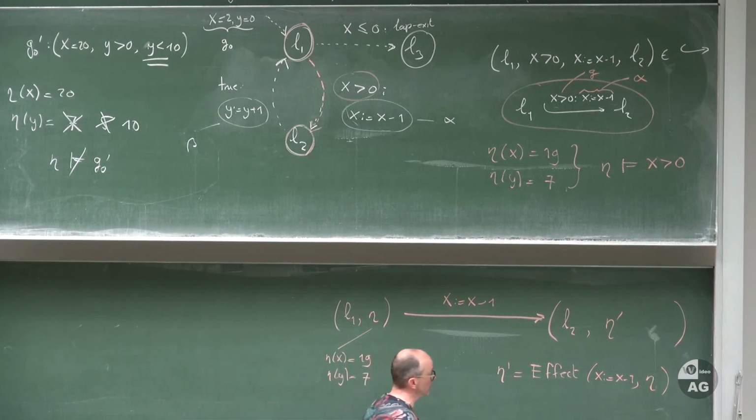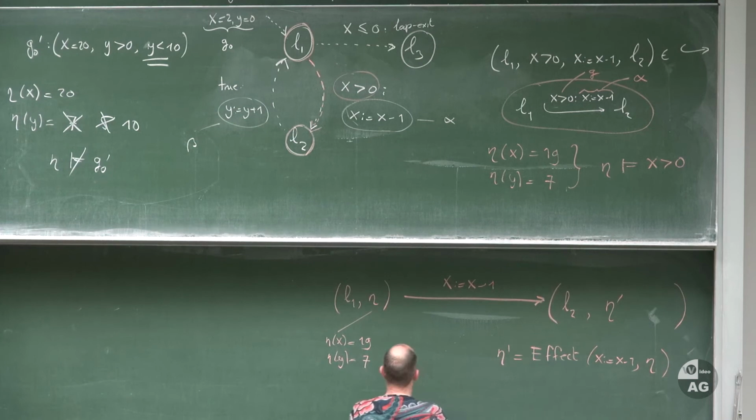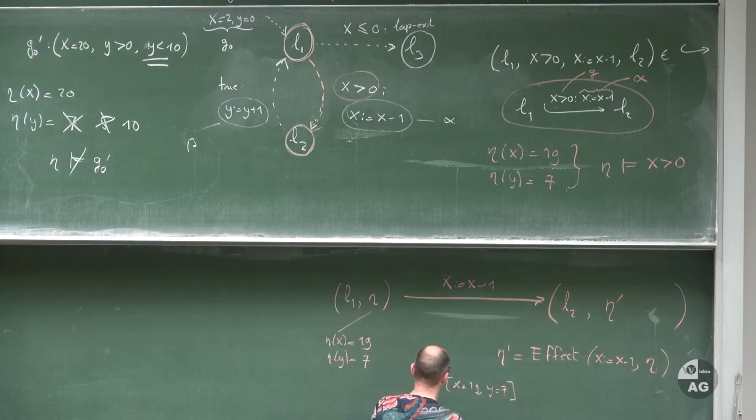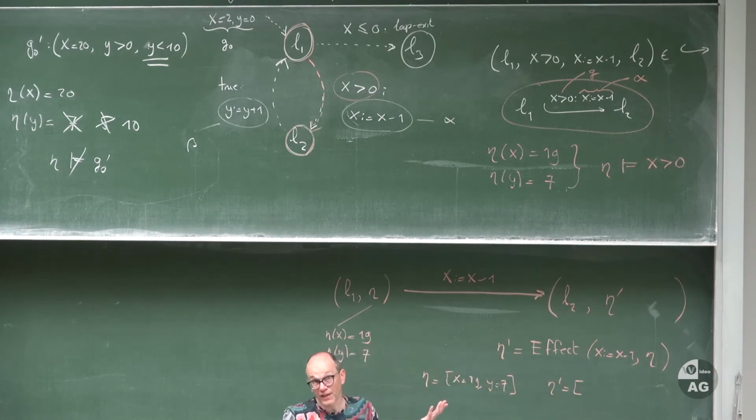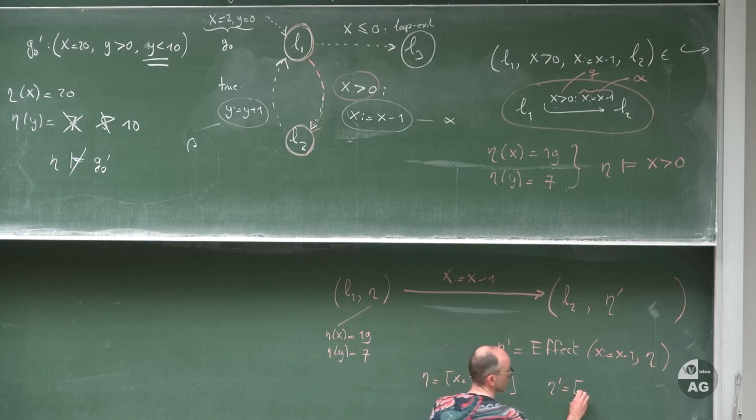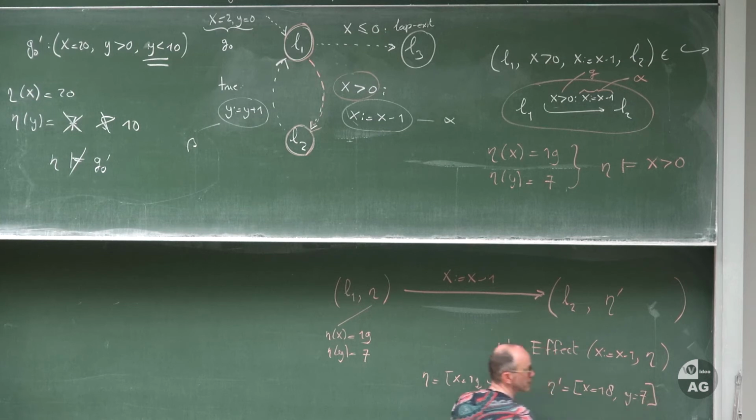So what is this going to do? We know that eta is this state x equals 19 and y equals 7. And that means that eta prime is the following. The only thing that happens is that x is decremented by 1. So x is going to be 18. Y is not changed, so y is still 7. It's exactly what I think you expect. Yeah? It looks more complicated than it really is.